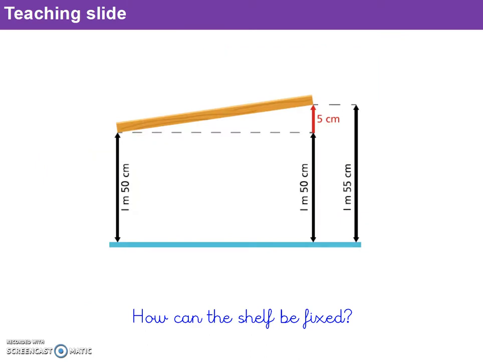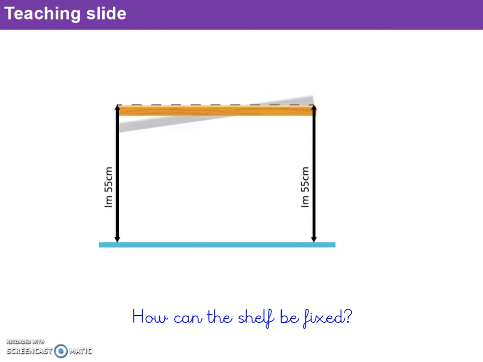And looking at the measurements that we're being told, one side of this shelf is 1 meter and 50 centimeters, and the other side is 1 meter and 55 centimeters, so it's another 5 centimeters higher. So what can we do to make both these sides the same height?